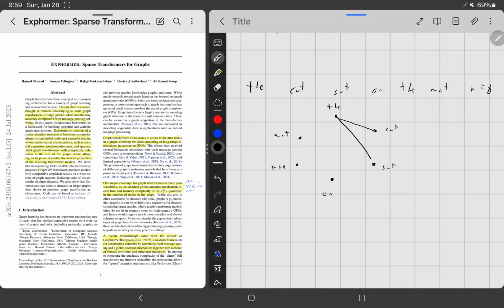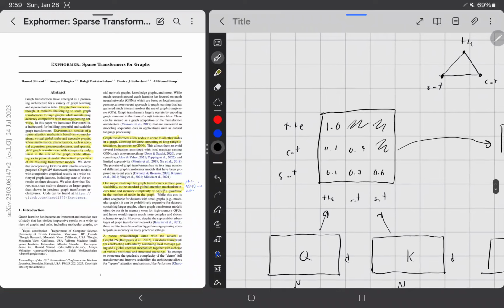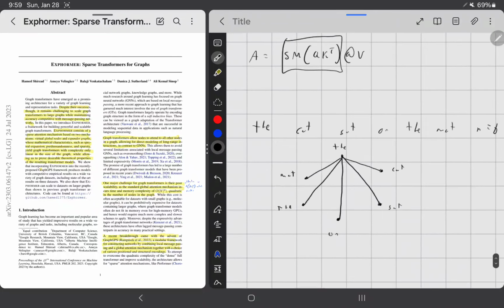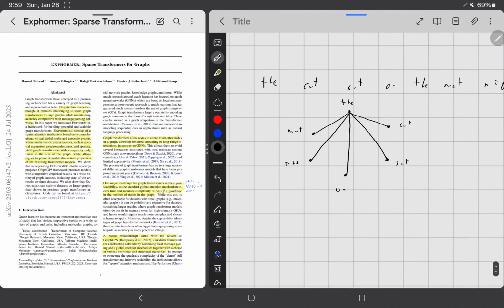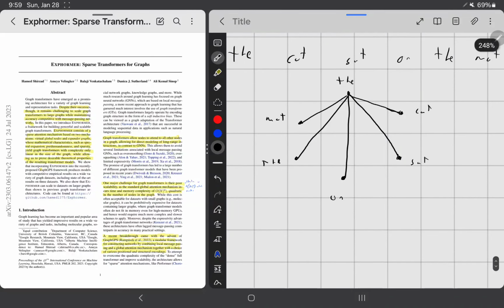Then you would get a graph where "the" sends information to all the words here, assuming it's not causal, so removing this part. Where "the" sends information to all the words, and then "cat" sends information to all the words. So "cat" would send information to "the", and if it's causal, it wouldn't, but it would send information to "sat", it would send information to "on", and it would send information to the other "the", and then to "mat".